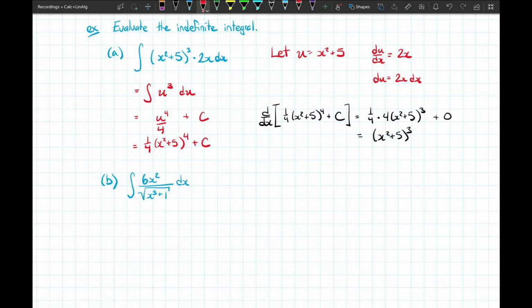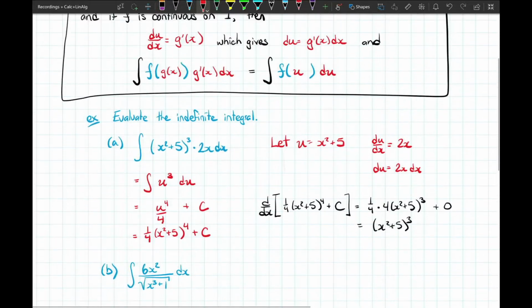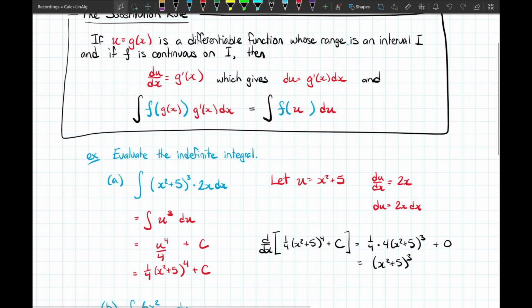Well, in this example, we've got some sort of fraction here. We've got 6x squared in the numerator, and we've got the square root of x cubed plus 1. It's not immediately obvious how a substitution might make this look simpler. But when we're choosing a substitution, if we think back to the substitution rule, our u equals g of x should be chosen so that it is a function inside of another function.